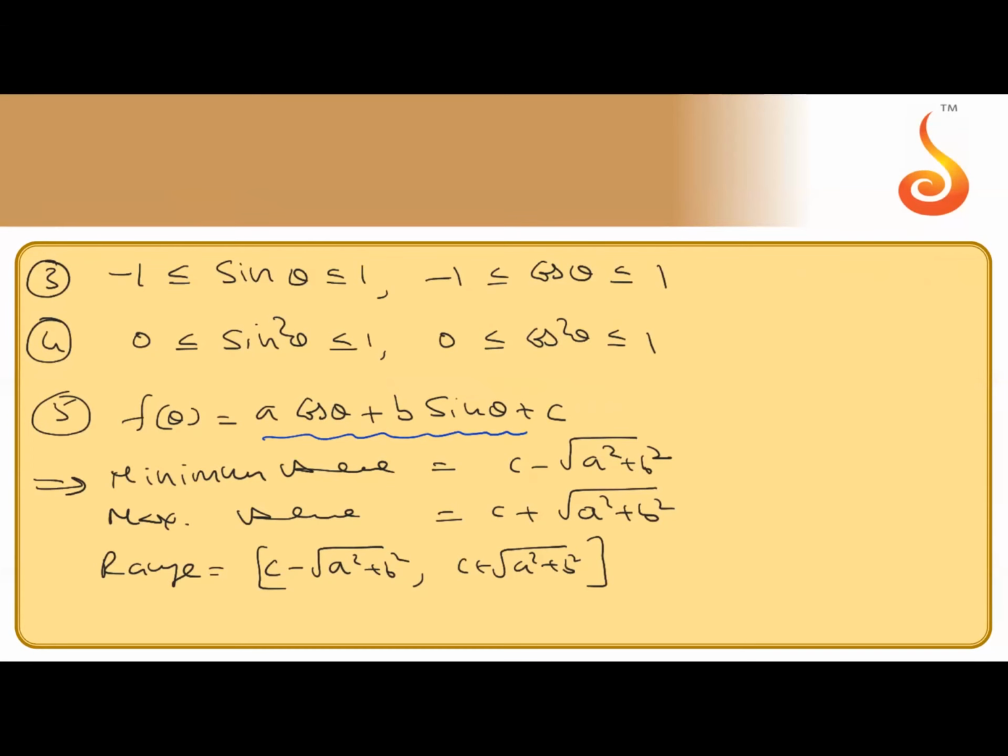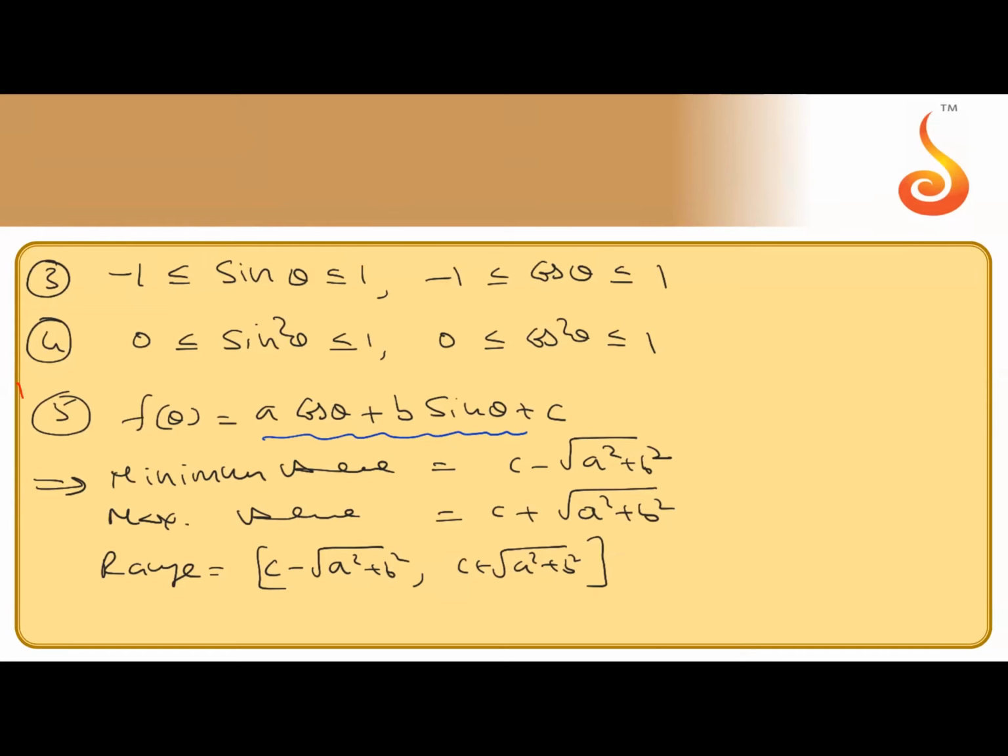Next, generally you know the range of sin theta and cos theta: sin range is -1 to +1, cos range is -1 to +1, and sin square range is 0 to 1, cos square range is also 0 to 1. Yes, the range of sin theta, cos theta, sin square, cos square.